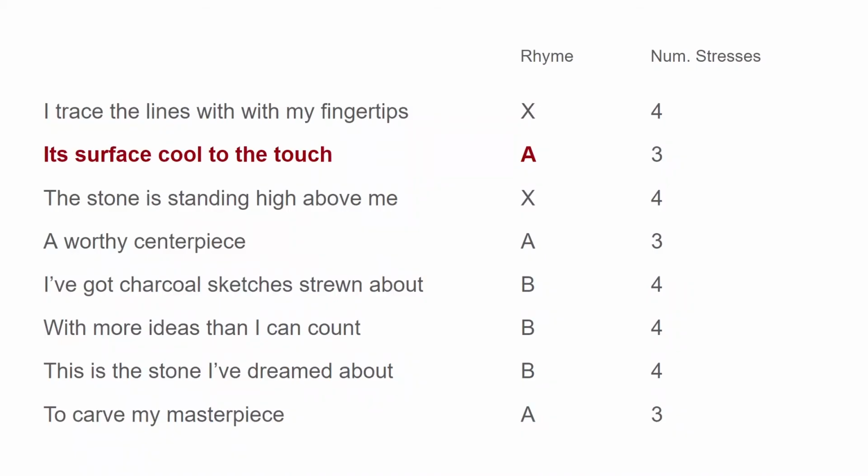All right, let's look at one of the problematic lyric lines from Just Begin and walk through how I solved this particular one. So I have the lyrics here along with the rhyme scheme and the number of stresses. I've highlighted in red the line that was problematic. It's surface cool to the touch. I wanted it to rhyme with a worthy centerpiece and to carve my masterpiece. But right now, it has the right number of stresses and it had the meaning that I was looking for, but it didn't have the rhyme.